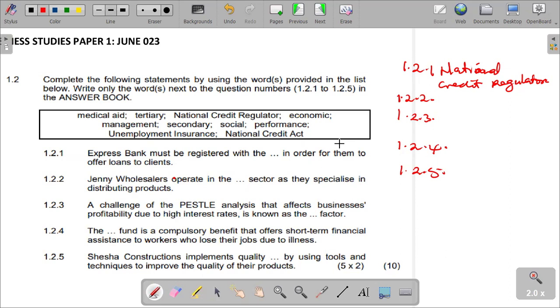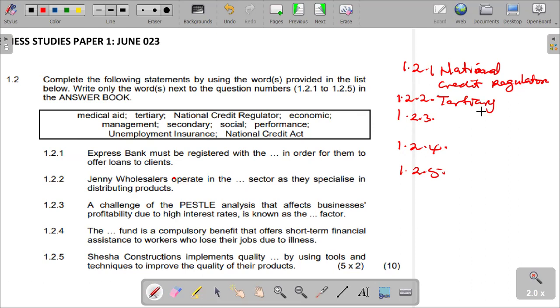So we are saying this falls under our tertiary sector. It is a tertiary sector that is specializing in services. It is tertiary when a business operates in the services sector or aids trade. It's distribution, so it falls under the tertiary sector.